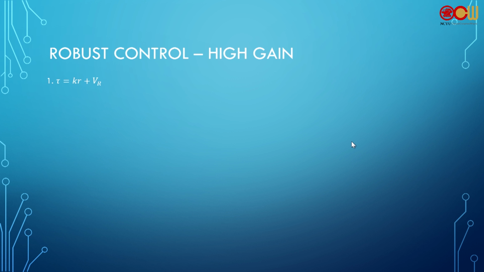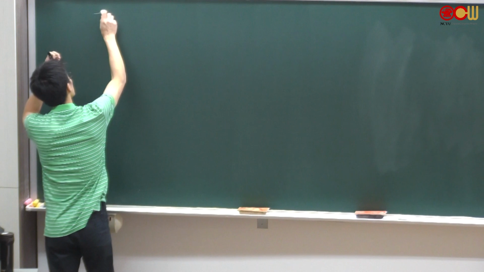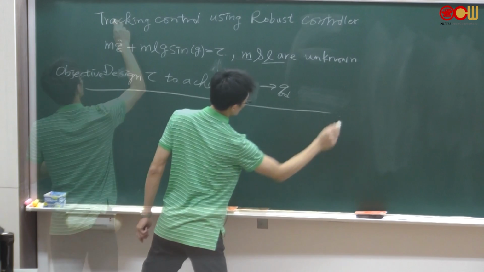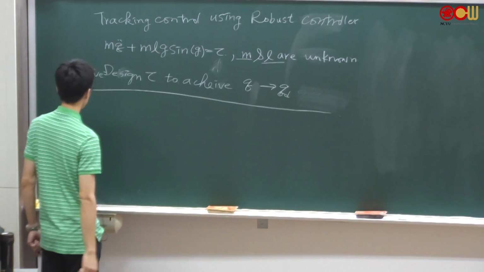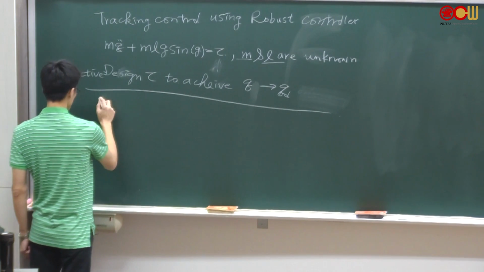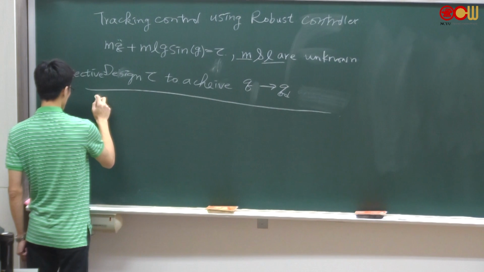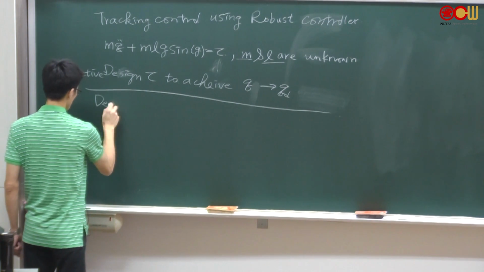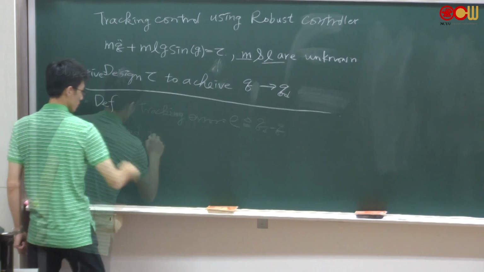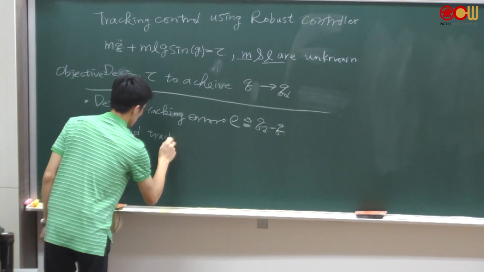You can design it in a stability analysis. Let's design the robust control for unknown system parameters. Tracking control. Here's the problem definition. So let's define the error tracking signal and filter tracking error.